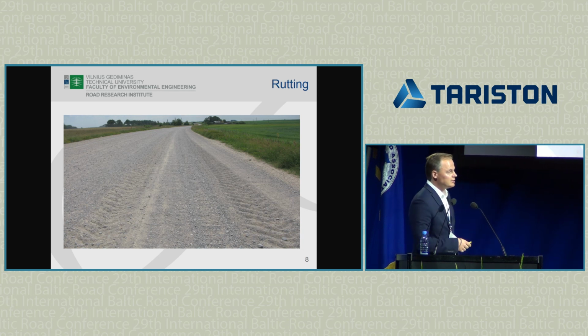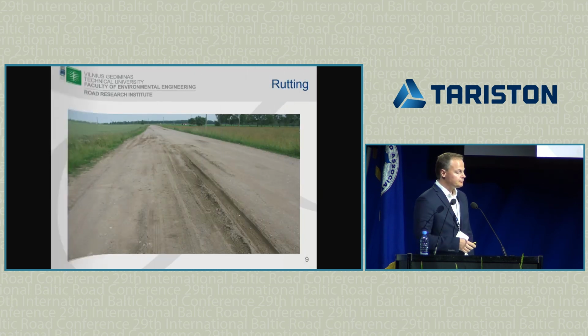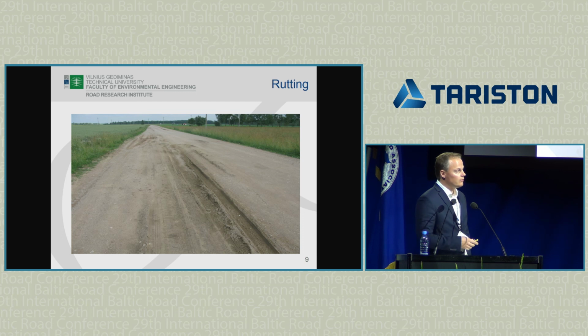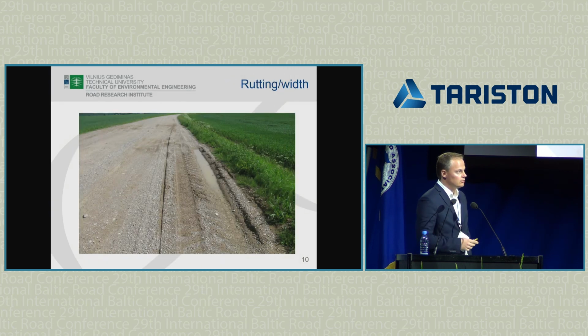Here you can see some small rutting, bigger ruts, and local rutting, not on the whole road, but only in some sections. Ruts with water in them; it could be said that this is a combined distress, rutting and also related to road width.